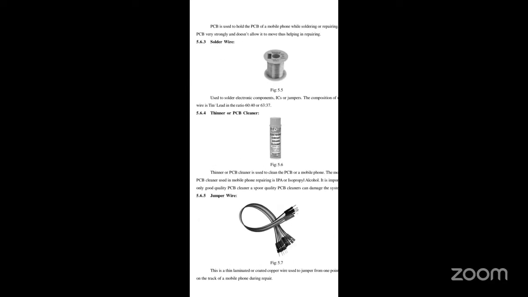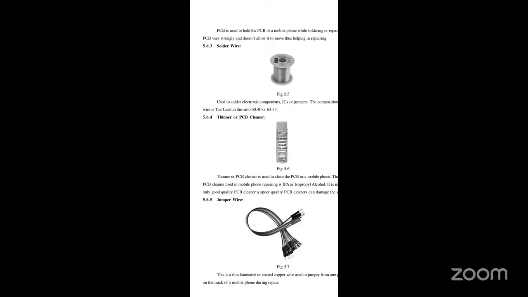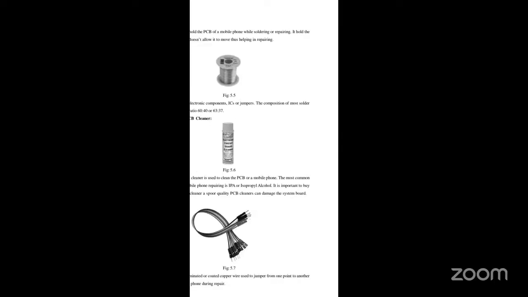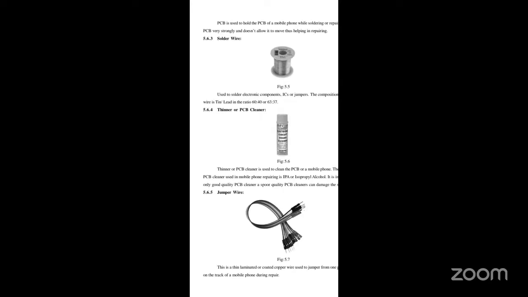Next, PCB holder is used to hold the PCB of a mobile phone while soldering or repairing. It holds the PCB very strongly and doesn't allow it to move, thus helping in repairing. Next, solder wire is used to solder electronic components, ICs or jumpers. The composition of most solder wire is tin and lead in the ratio 60 to 40 or 63 to 37.